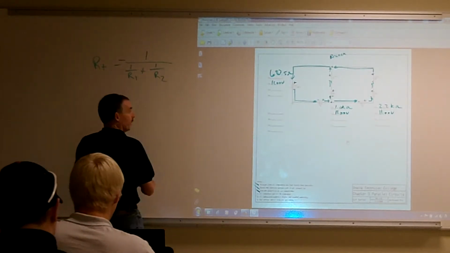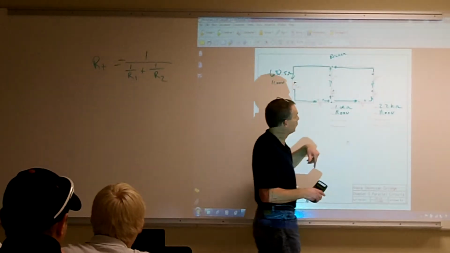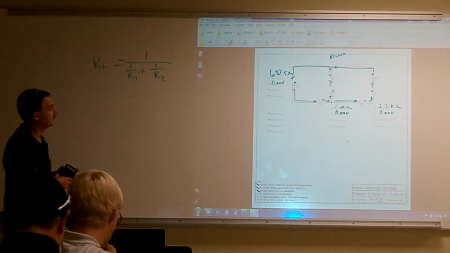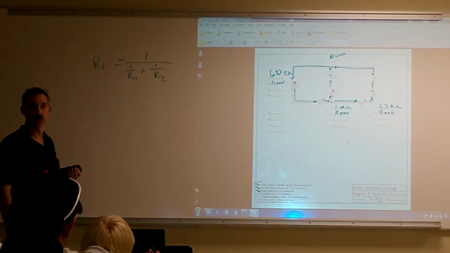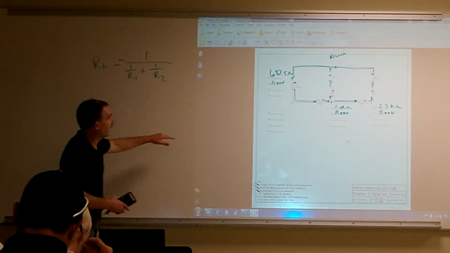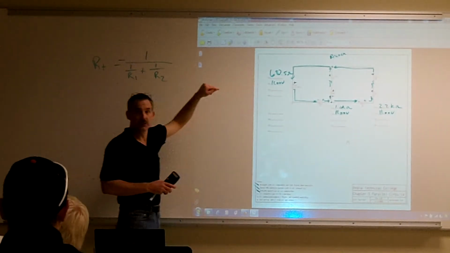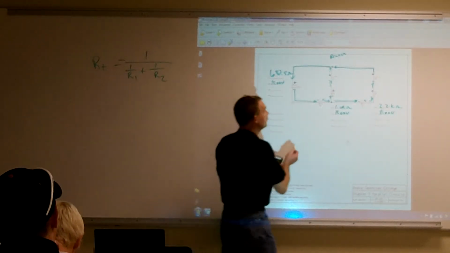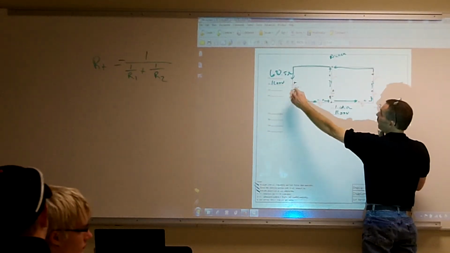So, unlike if this was a series circuit and it had R1 and R2 in series, what would have been our total resistance? 3.2 kilo ohms, right? So our resistance would have increased. What happened when I put them in parallel? What happens to my total resistance? It decreases.